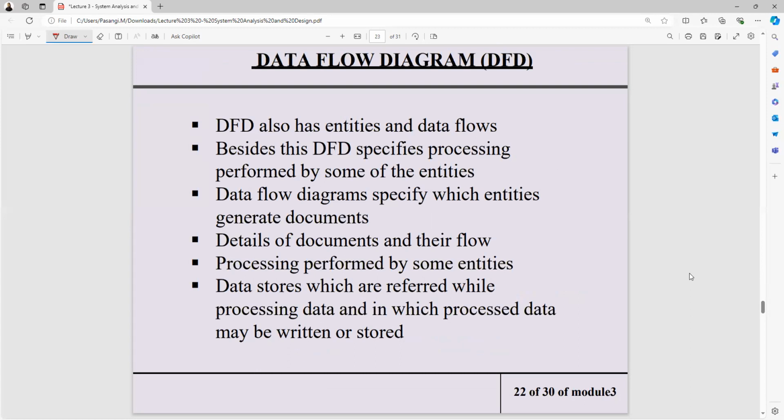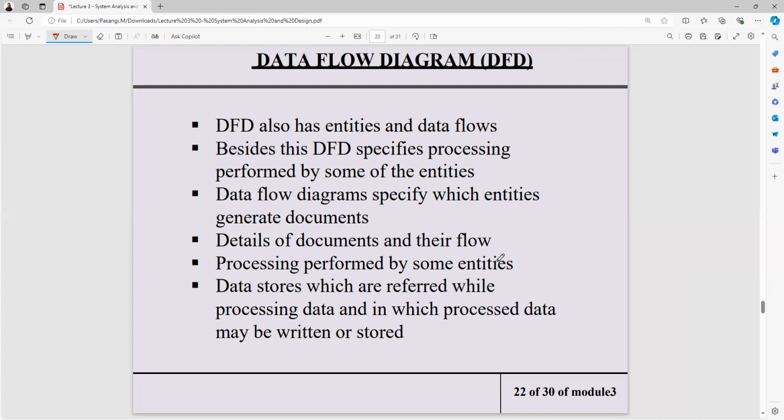Now the data flow diagram, DFD. The data flow diagram also has entities and data flows. Besides, this data flow diagram specifies processing performed by some of the entities as well. Here, the data flow diagrams specify which entities generate the documents, the details of the documents and their flow, the processing performed by some entities, and then data stores which are referred to while processing data, and in which processed data may be written or stored as well.